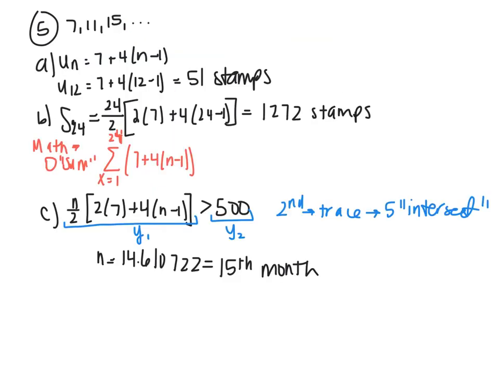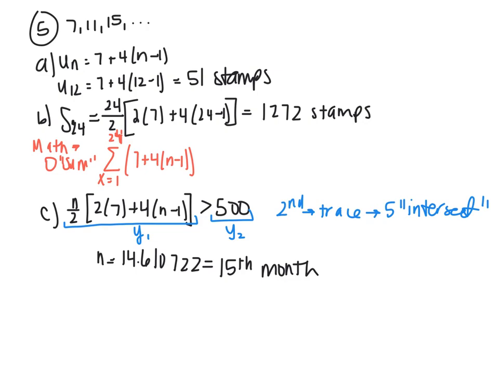Number 5 is a Chapter 7 question, Arithmetic Sequence and Series. So they give us this arithmetic series: Jasmine collects stamps. She starts with 7 the first month, and then 11 the second month, and then 15, and it continues to increase by 4 every time. We know it's arithmetic because they're adding the same thing every time.